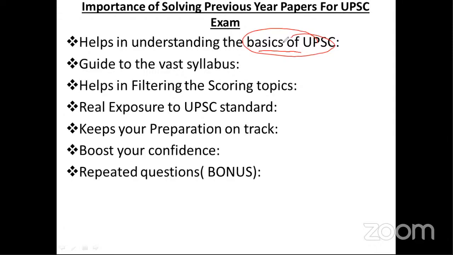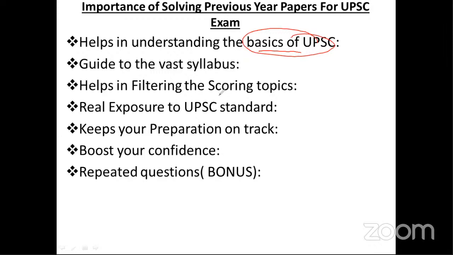For example, polity. If you complete the entire Lakshmikant but have no information about what type of questions they will ask from Lakshmikant, that's why you have to see the past year question papers. It will guide you through the vast syllabus. The syllabus is very vast. In that case, how will you focus on important areas? Which part, if you focus on more, can help you score a very good number of marks? Solving past year papers will help you know this.